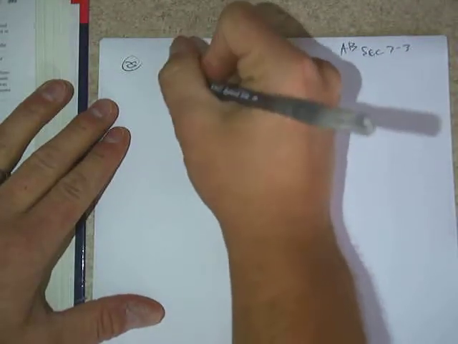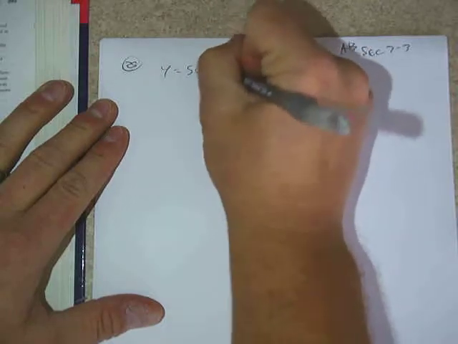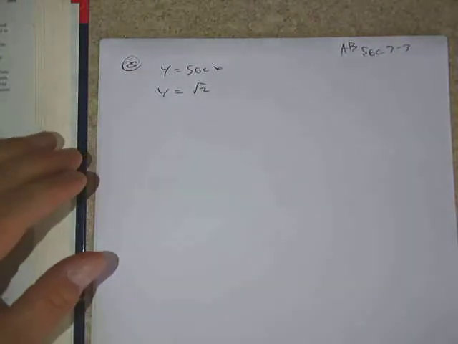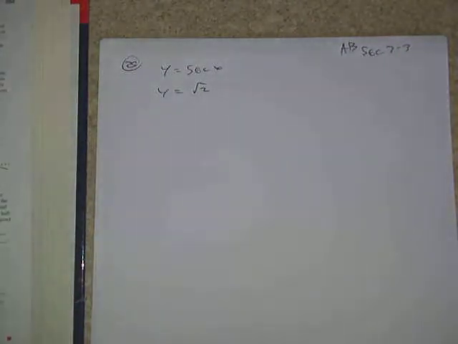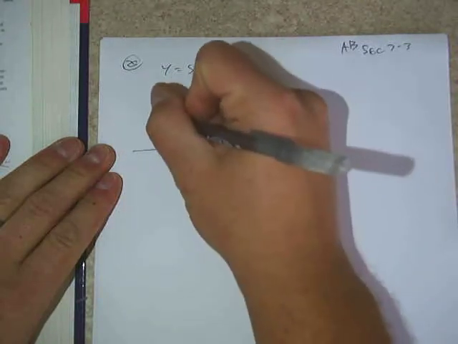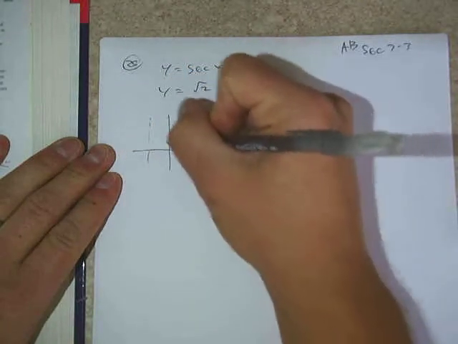25, we have the equation y equals secant x, y equals radical 2, and we're going from negative pi over 4 to pi over 4, and we want to find the volume that's generated by revolving the region around the x-axis. So ultimately, picture-wise here, we know, like we said yesterday, we had secant here.